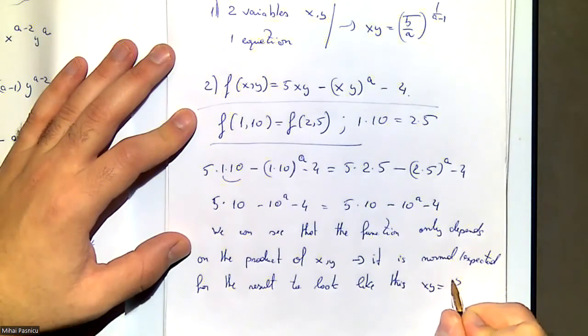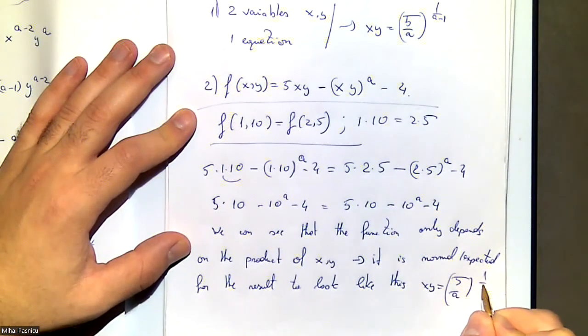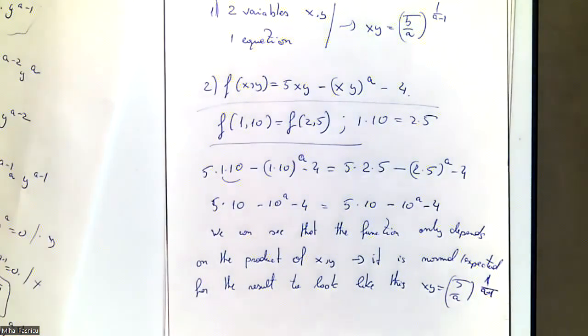xy is equal to 5a over 1 minus a, minus 1. Make sense? Does my claim make sense? Like what I'm saying here? Okay. Yeah, hopefully that works out.